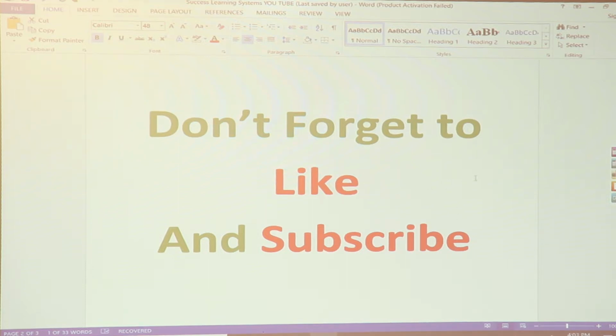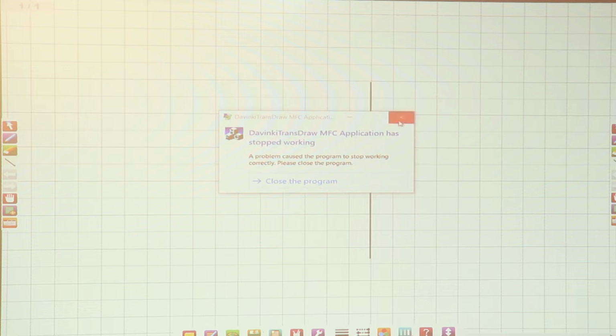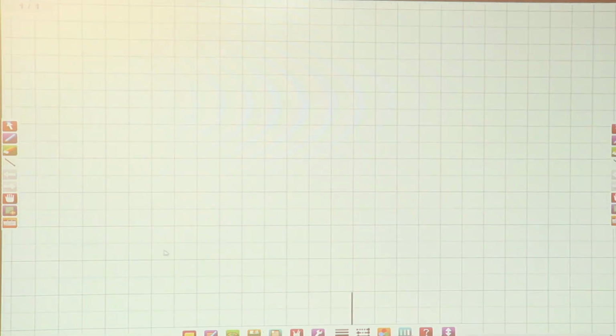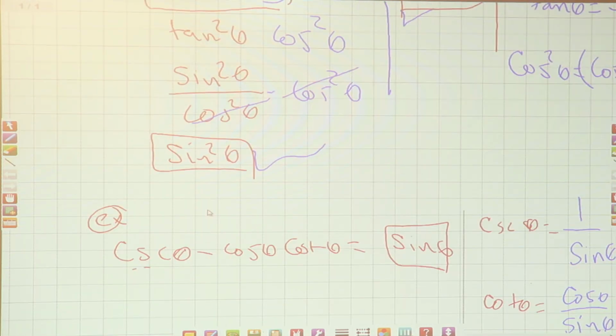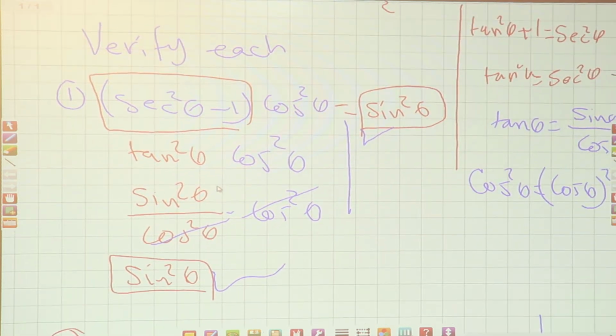Okay, let us start, guys. Let's see what we have. Let us go back to the problem we cut off. Now this here. This is a problem we started, if you remember.